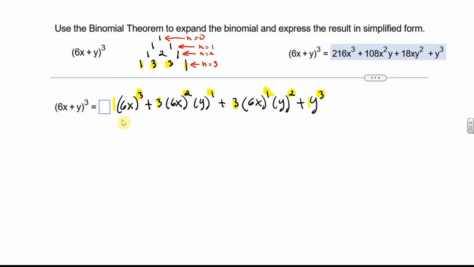So this is 6 to the third. So it's 36 times 6. So this is 216 times x to the third plus here this is 36 times 3.